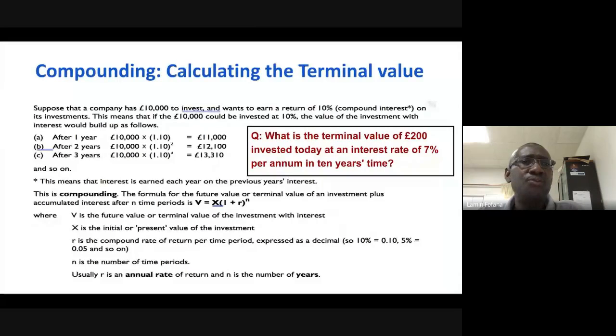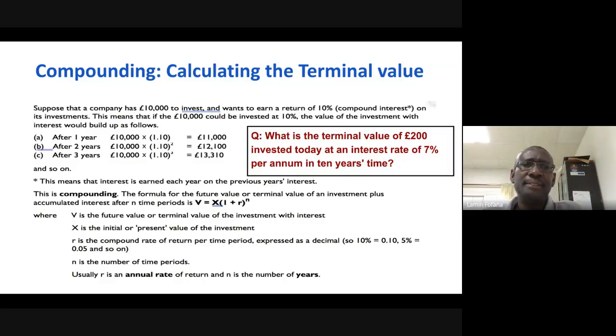For example, if we invest £10,000 now with an interest of 10%, what will be the value of this investment in 1 year time? And what will be the value of this investment in 2 years time? So that's what we call compounding. Okay, I'm sure we have done some compounding before.